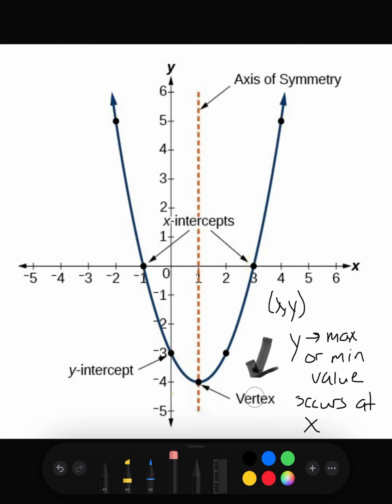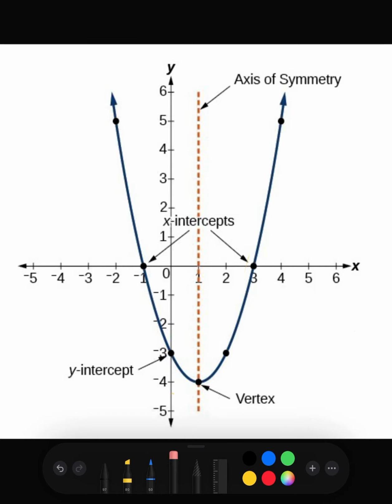If this parabola were upside down, if I had a parabola that was shaped like this, and this was my vertex, then that would be the maximum value at the vertex. We'll do some more examples that will show that a little bit here. But the vertex is important. Knowing that it's the max or the minimum value of a function is important, and it will help us when we're graphing and when we're doing word problems.